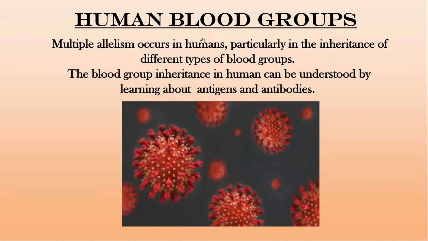The best example for multiple allelism is human blood groups. Particularly in the inheritance of different types of blood groups, we can study multiple allelism. Blood group inheritance in humans can be understood by learning about the antigens and antibodies. We all well know antigen A, antibody B, antigen B, antibody A will be present in the particular blood groups.